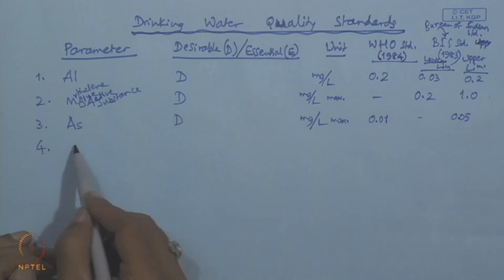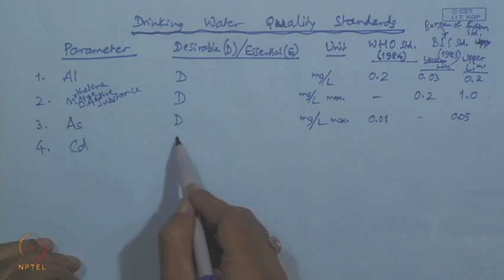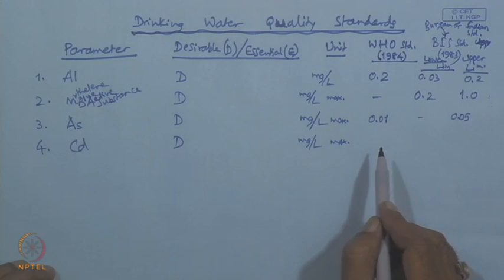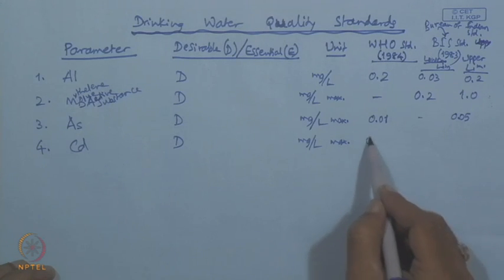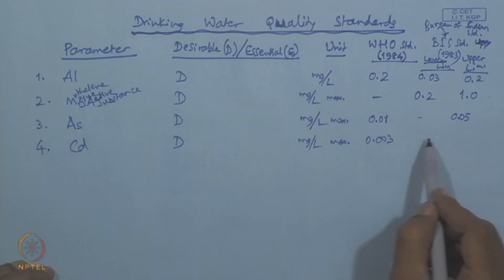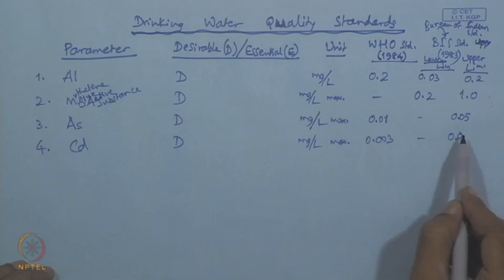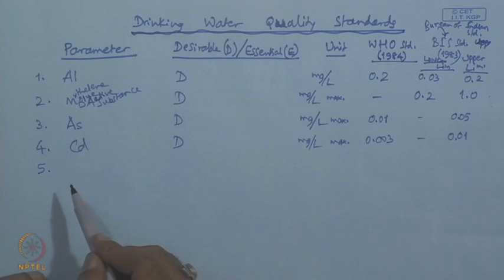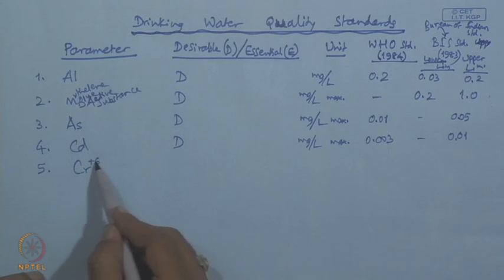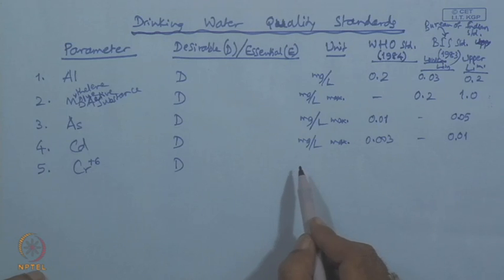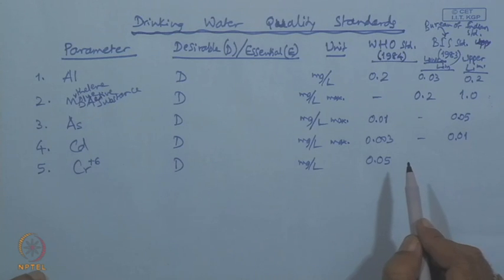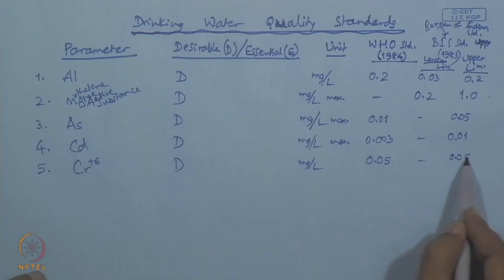Next is cadmium, and cadmium is also desirable, mg per liter max. It is 0.003, and here this is 0.01. Next, let us consider chromium, Cr plus 6. It is also desirable, and the unit is mg per liter, and this chromium needs to be within 0.05, and it's the same as per this one.